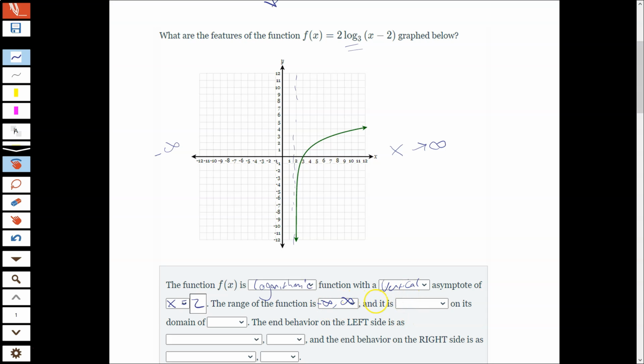Exponential functions will have a different range. We'll talk about that in a second. And this is increasing or decreasing. This one's increasing because it's going up and to the right.